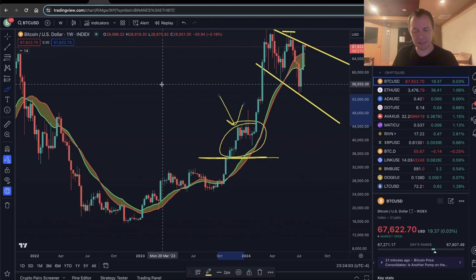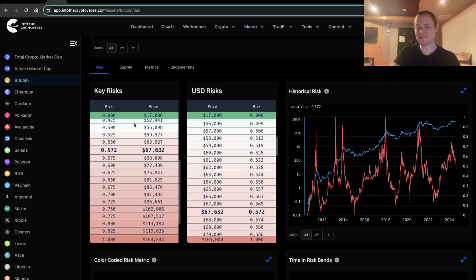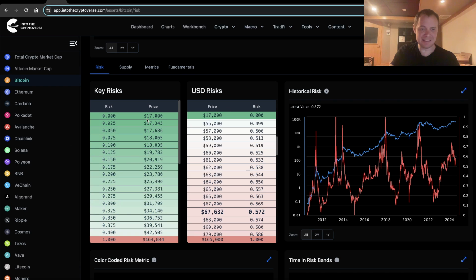So when people ask me, is this theoretically possible? All I do is consult the risk levels and say, all right, let me see what's possible. According to the risk metric, right now, what is theoretically possible, if you go all the way down to zero risk, is 17K. That is still theoretically possible based on the risk metric.